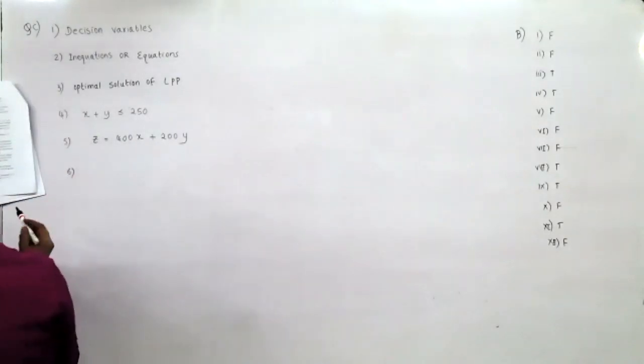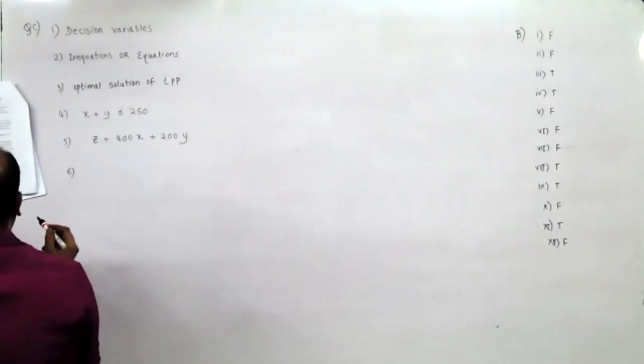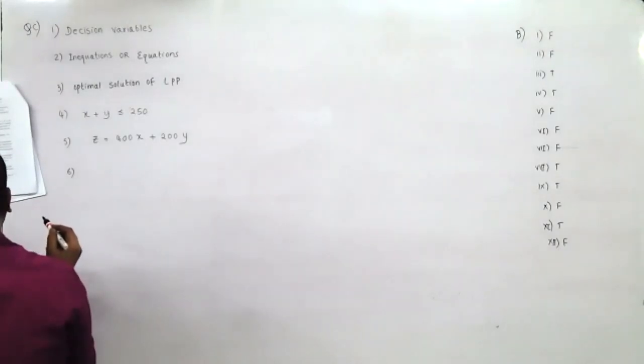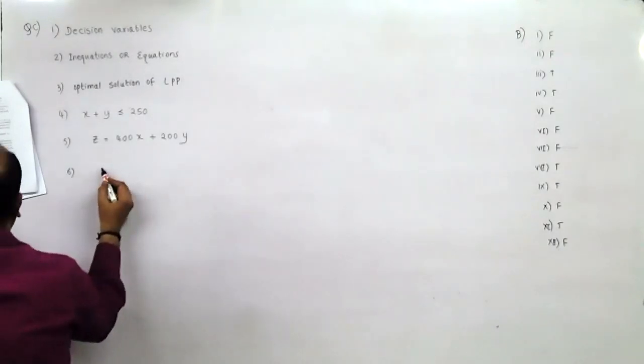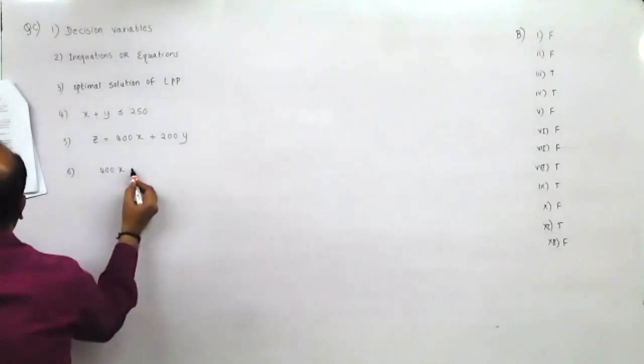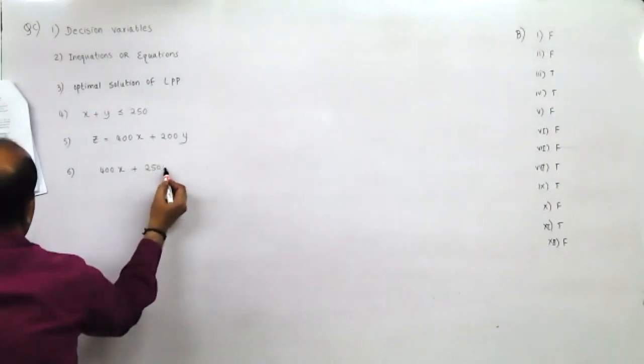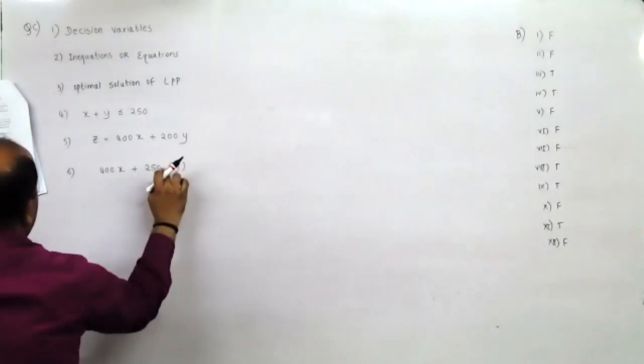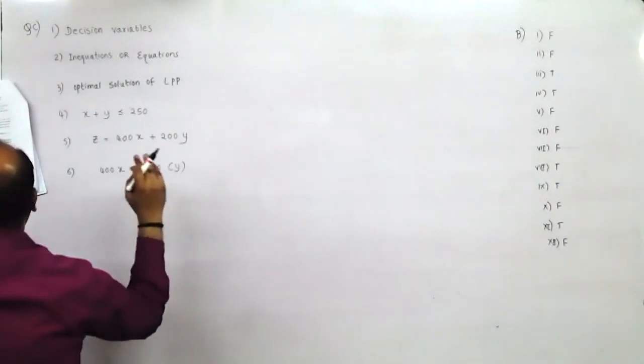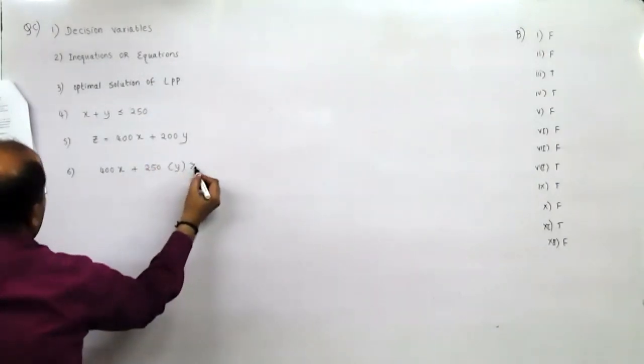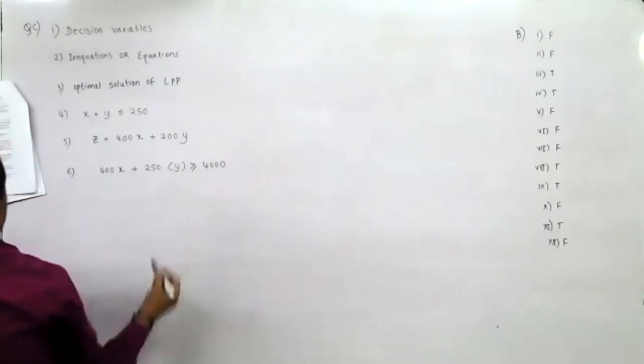Dhawan. Tablet T1 contains 400 units of vitamin and T2 contains 250 units. If his requirement of vitamin is at least 4000. So from the first one, 400 into X plus 250 into Y. Total, when you add it, it should be at least 4000 units. So greater than or equal to 4000. It's correct. Followed?